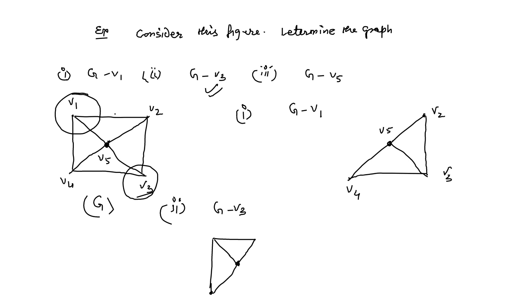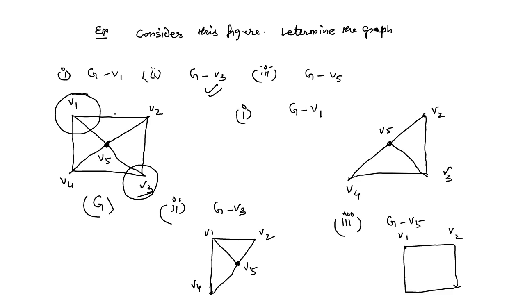So this shows that this is V2, this is V1, this is V5, and this is V4. So this is G minus V3, and the last third represents G minus V5. So G minus V5, only a rectangle, or you can say a square shape, is formed. That means vertex V1, vertex V2, vertex V3, and vertex V4. So this is the G minus V5 graph.